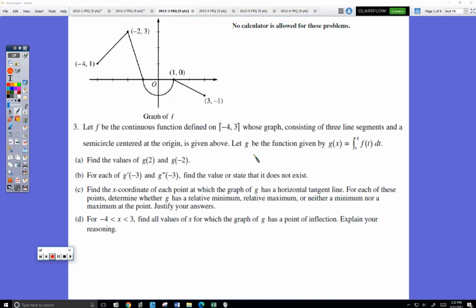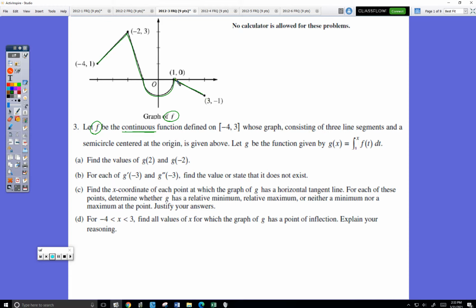Okay, it says let f be the continuous function. Slow down here. F. This is f. Good. Okay, f is continuous. Sometimes I need that, sometimes I don't. Whose graph consisting of 3 line segments and a semicircle.